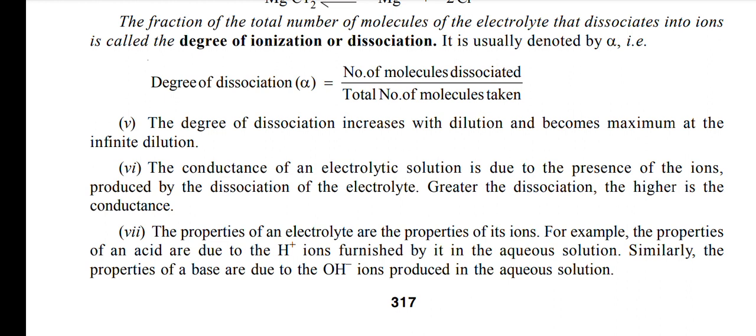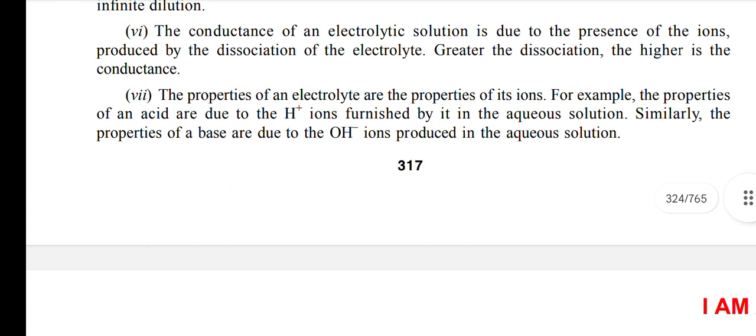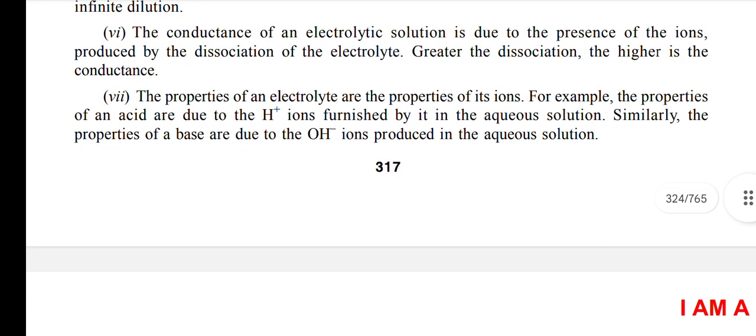The conductance of an electrolytic solution is due to the presence of the ions produced by the dissociation of the electrolytes. The greater the dissociation, the higher is the conductance. The properties of an electrolyte are the properties of its ions.